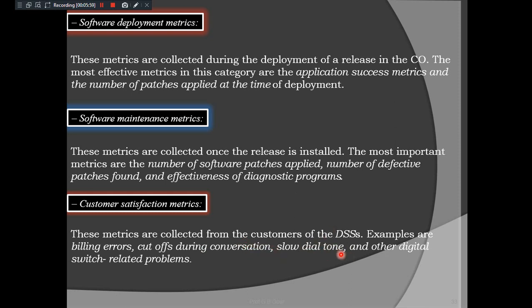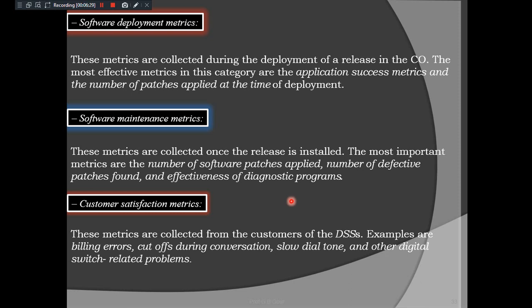Slow dial tone may be there, and other digital switching related problems which are coming under the customer satisfaction metrics. So these are some important maintenance metrics you have to keep in mind. Sometimes you get this question: explain briefly about the important processes used in the continuous improvement of the DSS software.